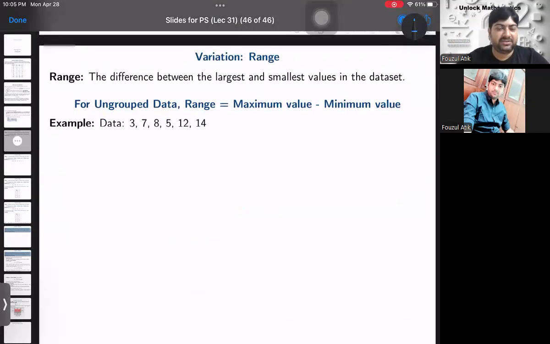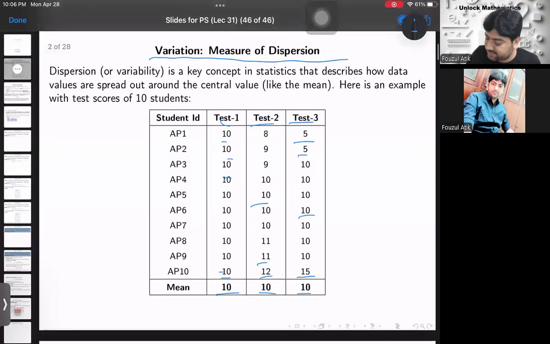Now, what is a range? The range is the difference between the largest and the smallest value of the data set, right? In the previous example, for the first test the range is 10 to 10, so all data are 10 only. Whereas in the second test, the range is between 8 and 12, so the range is 12 minus 8. The maximum value is 12 and the minimum value is 8. That is how you define the range, right? In the last one, the maximum value is 15 and the minimum value is 5, so it is spread over 15 minus 5. So the range is 10 in this case, right?